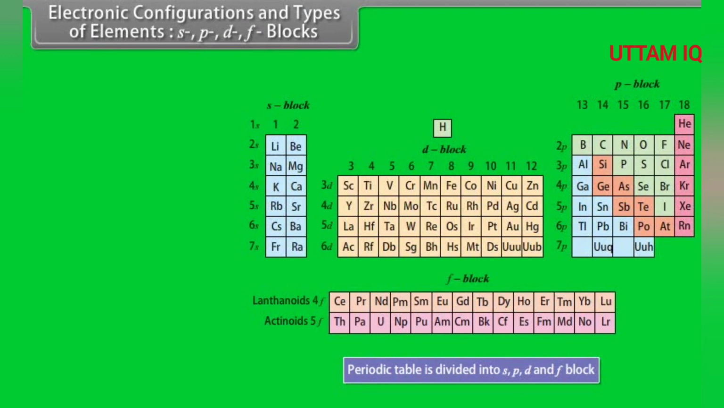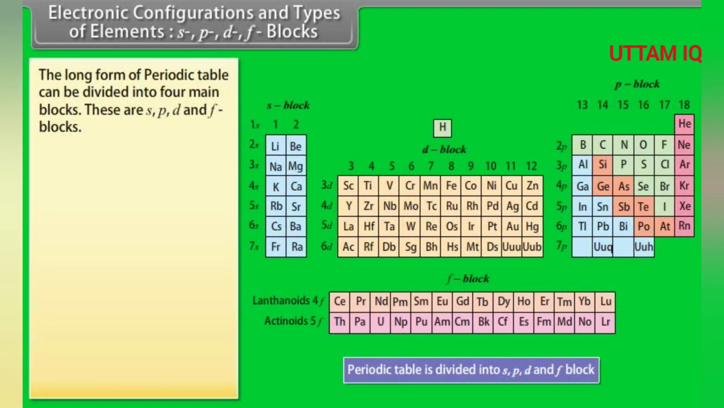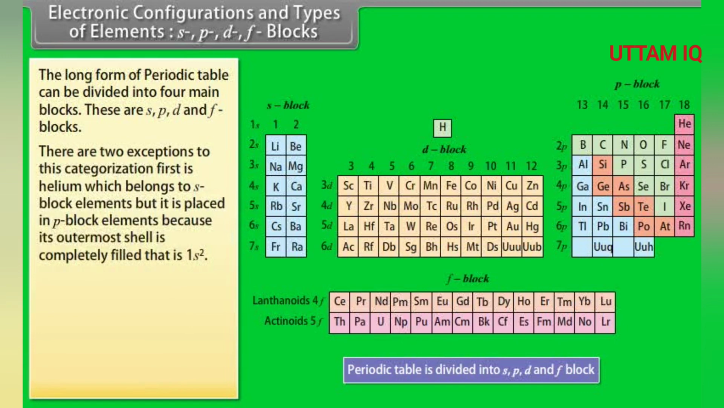Electronic configurations and types of elements. s, p, d, f blocks. The long form of the periodic table can be divided into 4 main blocks. These are s, p, d, and f blocks. There are 2 exceptions to this categorization.